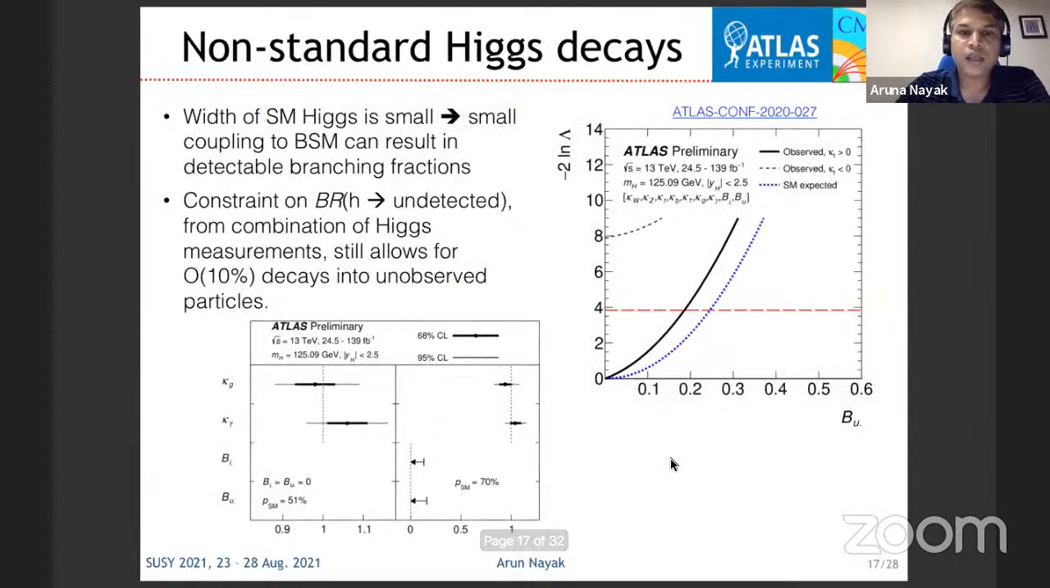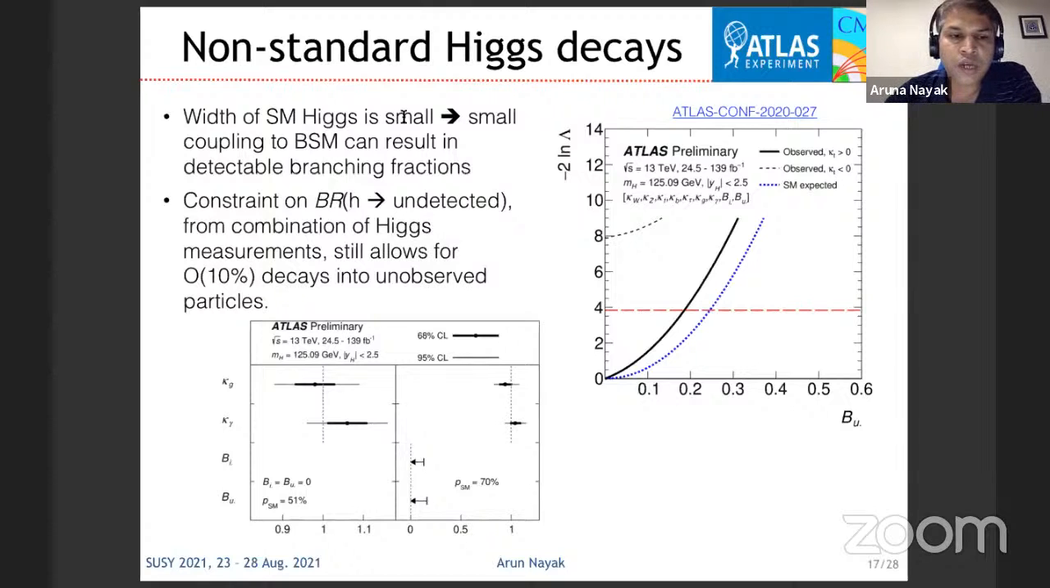Okay. Now let's come to the non-standard decay of the standard model Higgs boson. As you saw in the previous talk, the width of the standard model Higgs is small. So you expect that even if there is a small coupling to BSM, this can still result in detectable branching fractions.